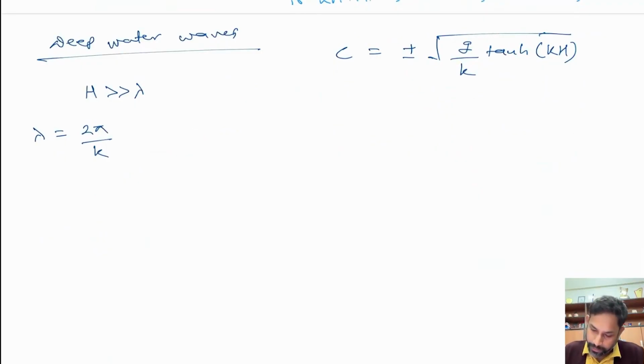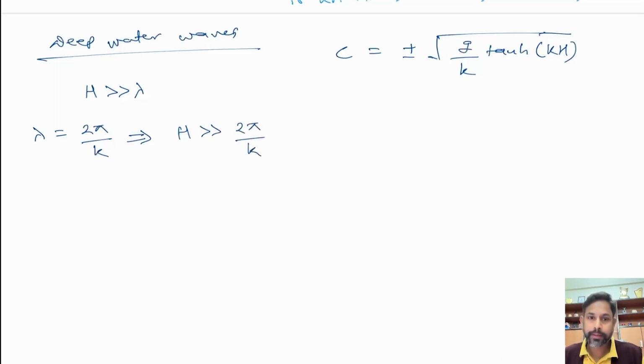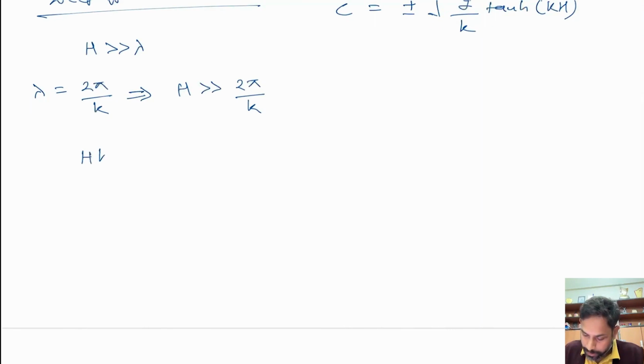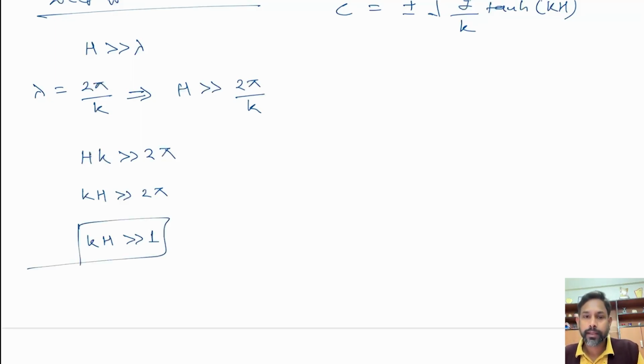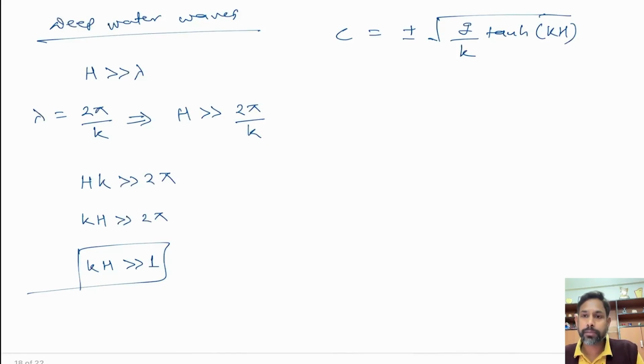All right, so that actually gives you h is much greater than 2 pi by k. That actually means that hk is much greater than 2 pi, or let's write kh, which is something we have been using. That actually means that kh must be much greater than 1, right? If it is much greater than 2 pi, then that also means that it is much greater than 1.